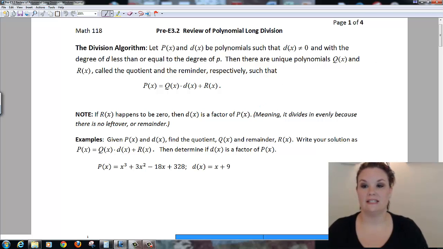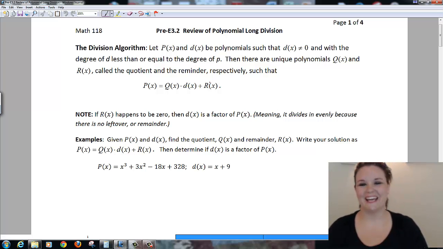Okay, so first we need to look at the division algorithm, which says P and D are polynomials such that D of x is not 0. So it can't be the 0 polynomial. And with the degree of D less than or equal to the degree of P. Okay? Then there are unique polynomials, which we will call Q of x and R of x, called the quotient and the remainder, respectively, such that P of x is equal to Q of x times D of x plus R of x.